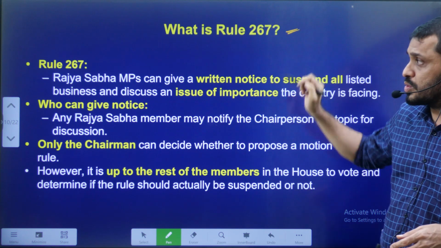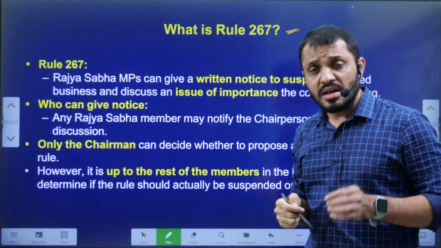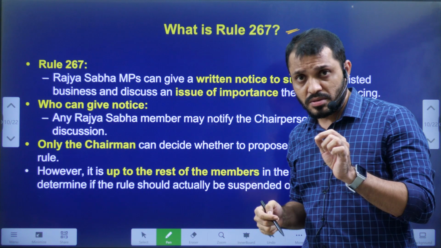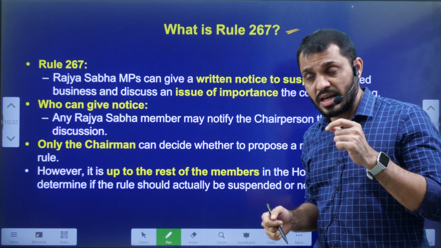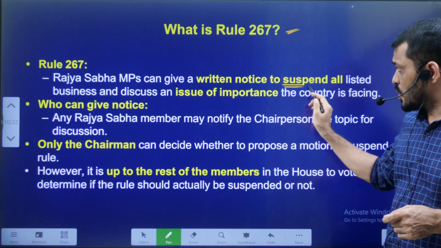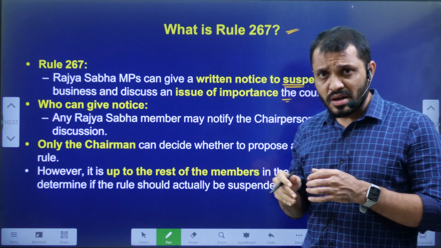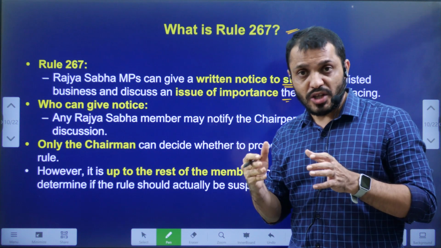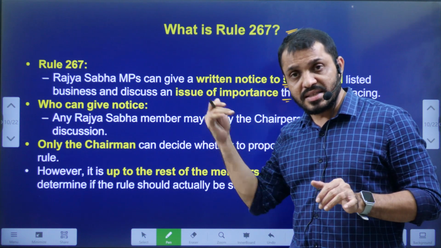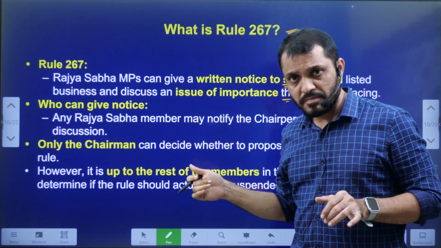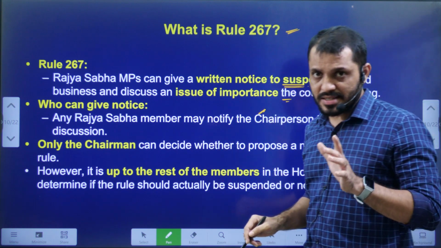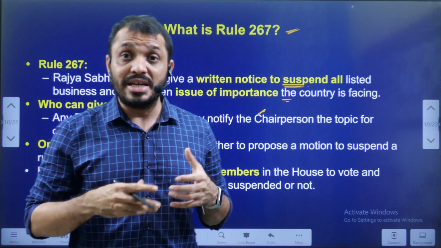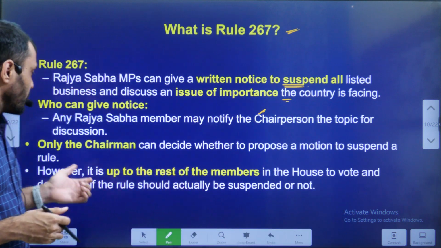Next, what is Rule 267? Like I said earlier, a Rajya Sabha member can use Rule 267 and introduce a motion. A written notice will be given so that all the listed business of the house will be suspended and this discussion will be taken up. Who can give notice? Any member of the Rajya Sabha. That means they are not necessarily from the ruling party.